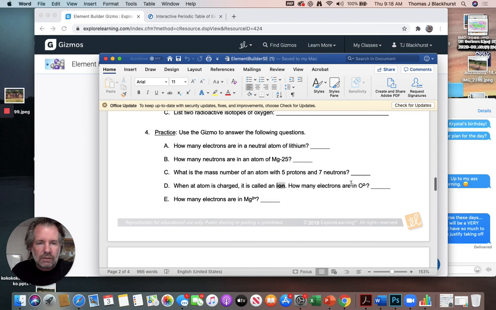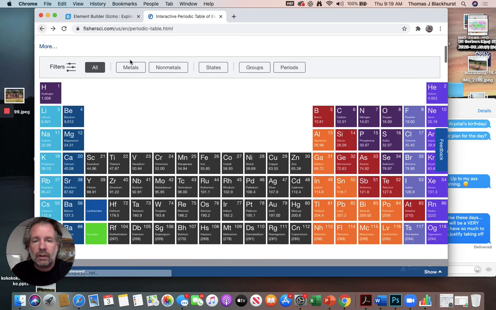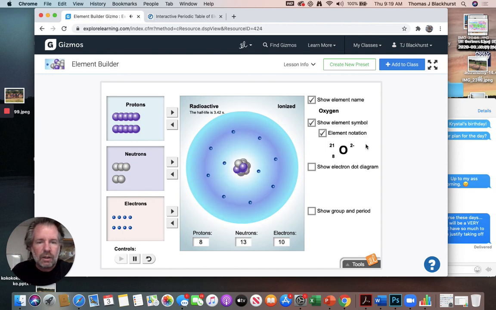And so they're going to ask you some different ones. When an atom is charged, it's called an ion. How many electrons are in O2 minus, right? So that's going to be with our notation here. If I didn't know, I could go check oxygen on the periodic table. Oxygen has an atomic number of 8. So I'm going to go back here and change my protons to 8. And we're looking for a charge of O2 minus. Right now that would be 4, so I'm going to change that. And notice now if I have 8 protons and 10 electrons, this is going to be charged.